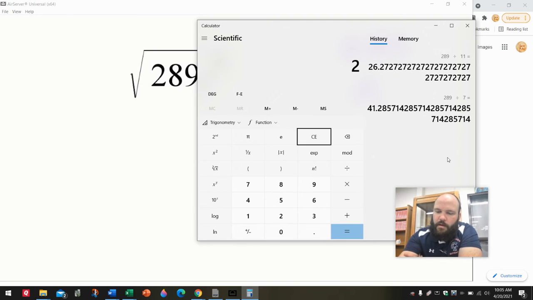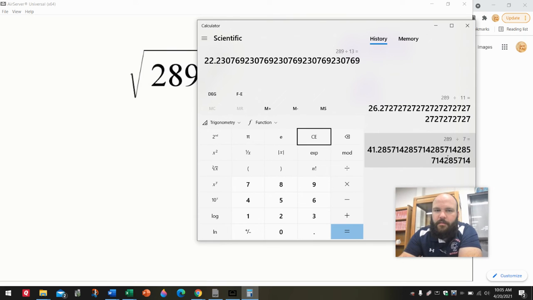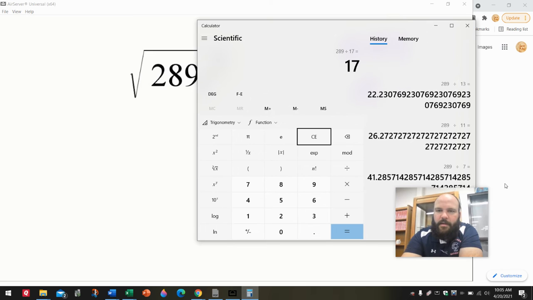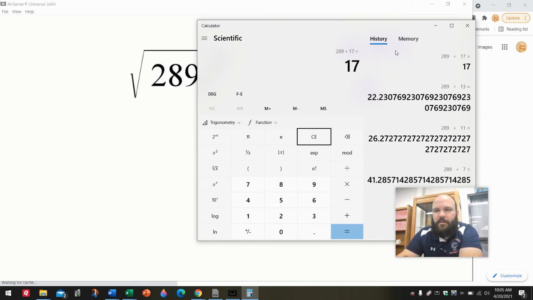It wouldn't be by 12. Let's try 13. It's not divisible by 13. So we could keep trying numbers and keep trying numbers. You could go up to 14, but that's not going to work because 14 was tried would be 2 and 7. You could try 15, that won't work. You could try 16. You could try 17. Let's try 17. 289 divided by 17. And there is our answer. You can see we had to try quite a few numbers before we found one that works.